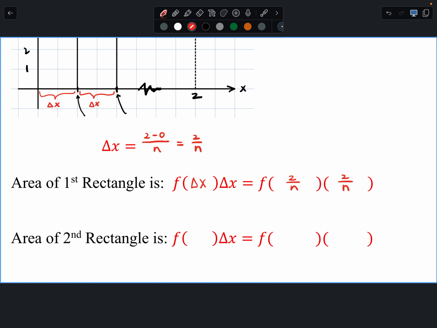Say that one more time. F of i times 2 over n. Yeah, or you could write that as 2i over n, yeah. Okay, and then times 2 over n. 2 over n, the width. Right, so this right here represents the height of each of the rectangles, and then this represents the width of each of the rectangles.